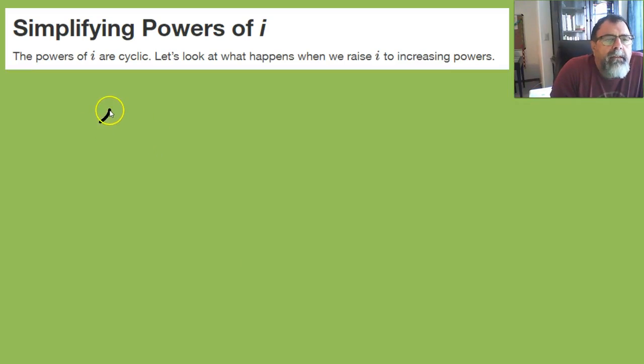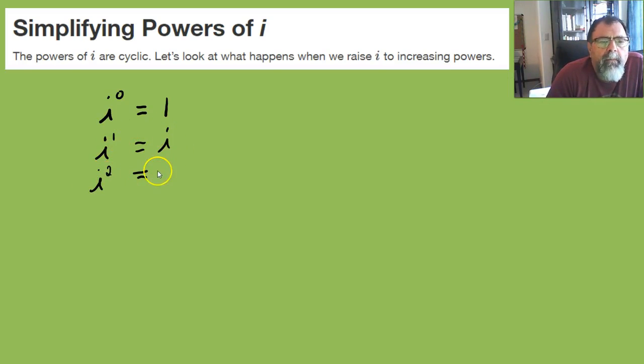Okay, I like to start with 0. Book starts at 1, but that's fine. By definition, for exponent rules, anything to the 0 power is 1. So that's also true for the imaginary unit. i to the first is just defined again with exponent rules. Anything to the first power is itself. i squared, by definition of imaginary numbers, is -1.